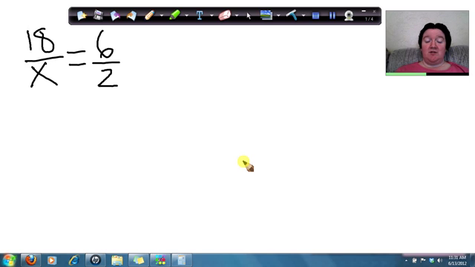Good morning and welcome to Solving Rational Equations, otherwise known as cross-multiplying type 1. So the first equation that we have is 18 over x, and that equals 6 over 2. But we need to be able to cross-multiply these numbers.